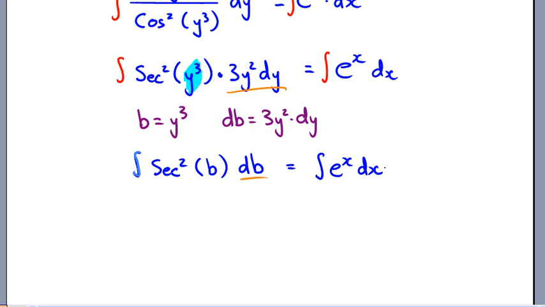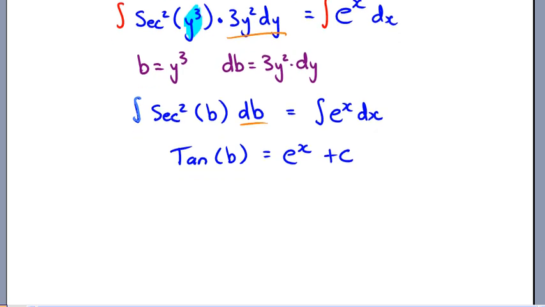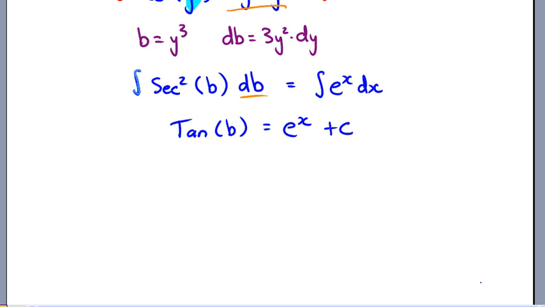Well, secant squared, it sounds intimidating, but it ain't so bad. That's just tangent. So this is tangent of b. And then integrating e to the x, well, that's the one function where when you take derivatives or do integrals, nothing happens. It's just e to the x. It would be plus a c, though. Okay, we're almost done, except our story didn't have b's in it. It came with y's, so I'm going to go back. Tangent of y cubed, remember, you're trying to get to y, would be e to the x plus c.